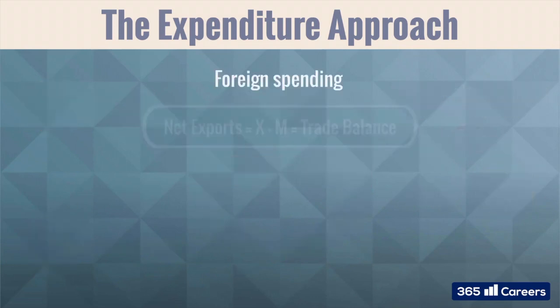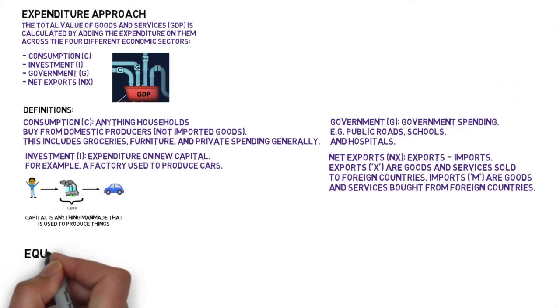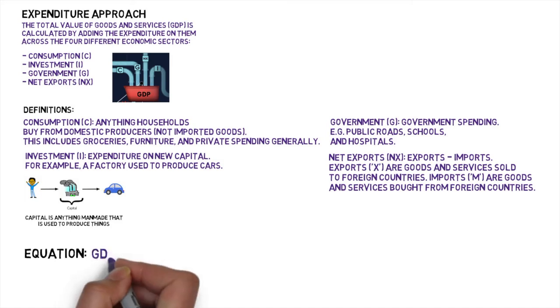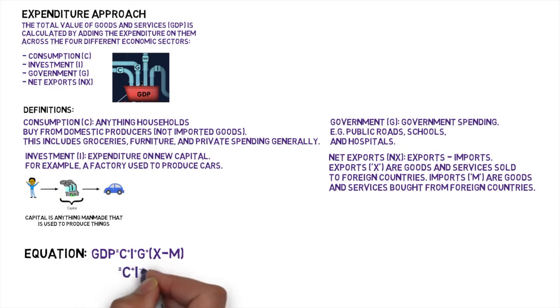Last but not least, net export, which is X minus M. Net export is the difference between the value of exports and the value of imports. In the expenditure approach, GDP is calculated by adding up all four components of expenditure, which is GDP equals C plus I plus G plus NX.